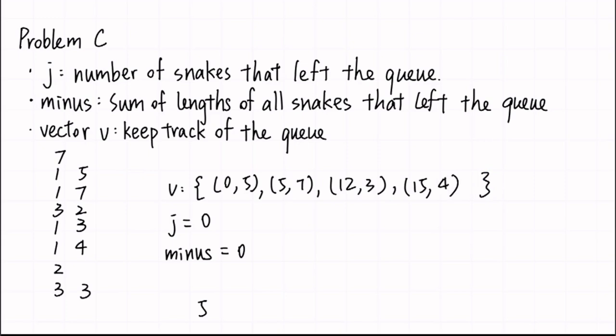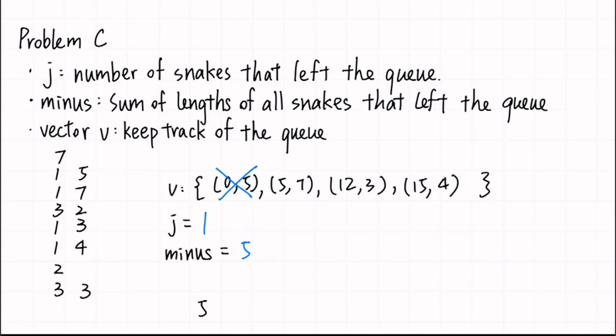And now we get a query to remove the first snake. So now the first snake is removed. So this means that now there is one snake that is removed, and we need to subtract 5 from all following head coordinates of the remaining snakes. So of the remaining snakes, when we need to output their head coordinates, we need to subtract 5 because the first snake has been removed.